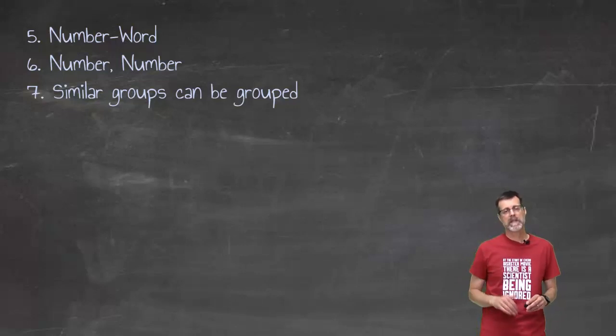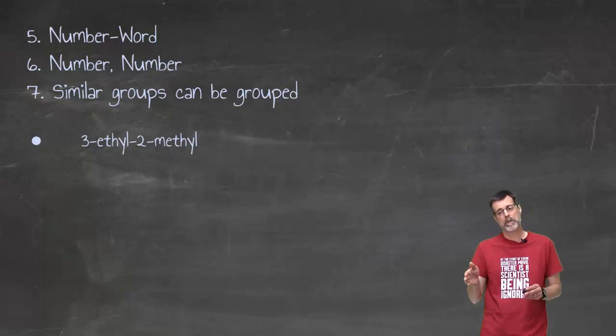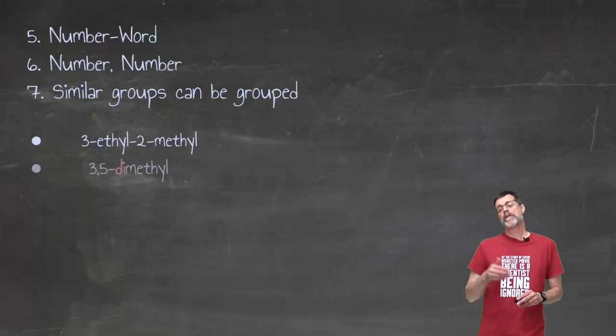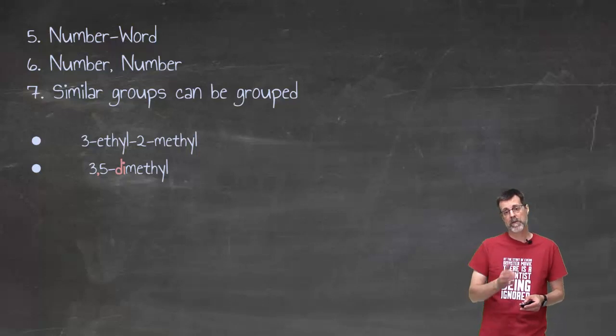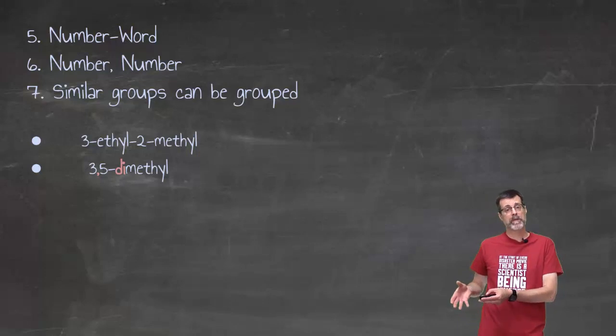Okay? 5, 6, and 7, those rules, we're going to lump them together. So you're going to have number, dash, word, number, comma, number, and then I can put similar groups together with a prefix. What in the world does that mean? I know some of you are kind of frustrated at that because you don't know what it means. I'm getting there. If I've got multiple groups and I'm trying to put them all into one name, so 3-ethyl-2-methyl, okay, number dash word. If I've got similar groups and I'm putting them on different carbons, but I'm going to lump them together, so 3, 5, then I can put them together with a prefix, dimethyl.